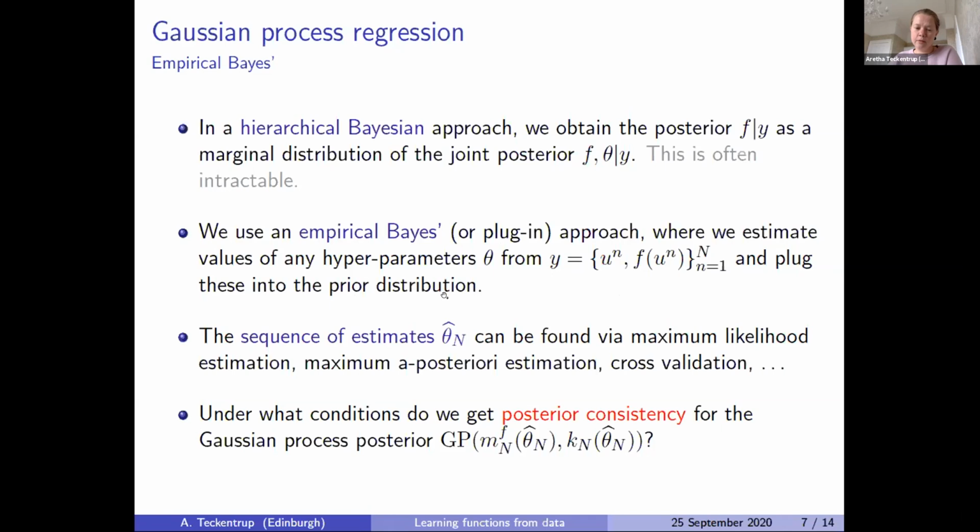The way that you estimate the hyperparameters is not really important for what I'm going to show you. You can do very many different things. It's usually a difficult question on its own, and you can do something like maximum likelihood estimation or cross-validation or whatever you like, really. And then again, I'm interested in posterior consistency. So what happens as n tends to infinity, right? So as we get more and more function values.